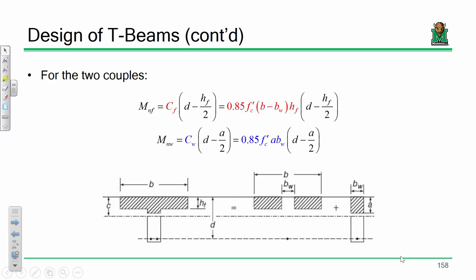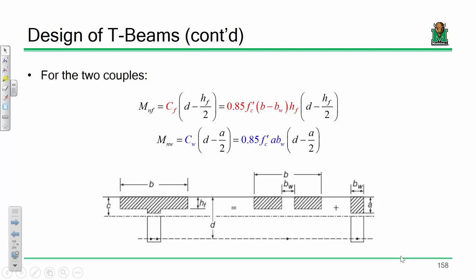If you look at these two terms, notice how the one up top does not have an A in it. And remember, A is dependent on how much steel we put in. Remember how I said we're going to treat these separately? We're going to start by figuring out what's going on with the flange couple, and then we'll back calculate how much steel we need for the web couple. The expression for the flange couple's capacity has absolutely nothing to do with how much steel we put in it.